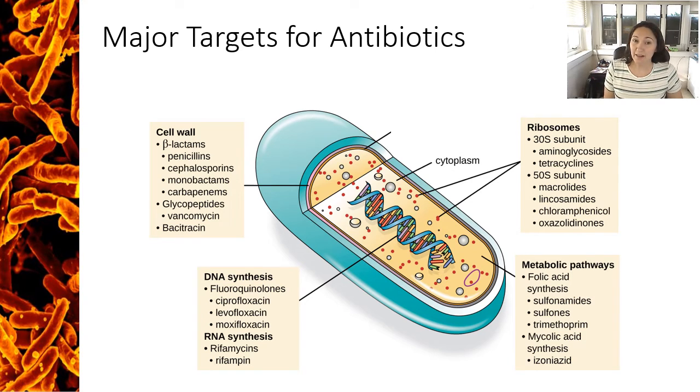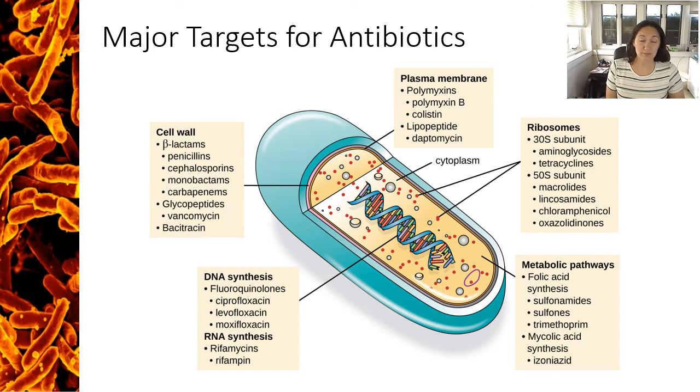Other targets are metabolic pathways. There are a handful of metabolic pathways in bacteria, things like folic acid synthesis, where the enzymes in the pathway are different than human enzymes. And so those metabolic pathways can be targets of drugs. And then the last is the plasma membrane. These are a little bit less selectively toxic, so they're typically used more as topical antibiotics, a little bit like antiseptics, mainly because your cells also have a plasma membrane, so things that disrupt the plasma membrane could also harm eukaryotic cells. We're going to take a look at each one of these major target areas in a little bit more detail.